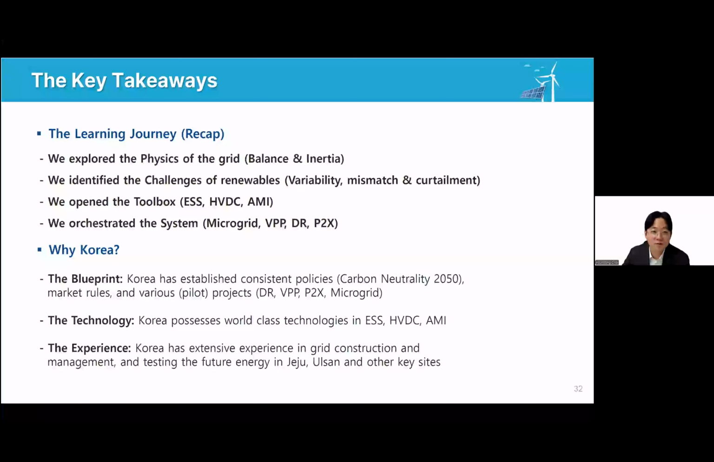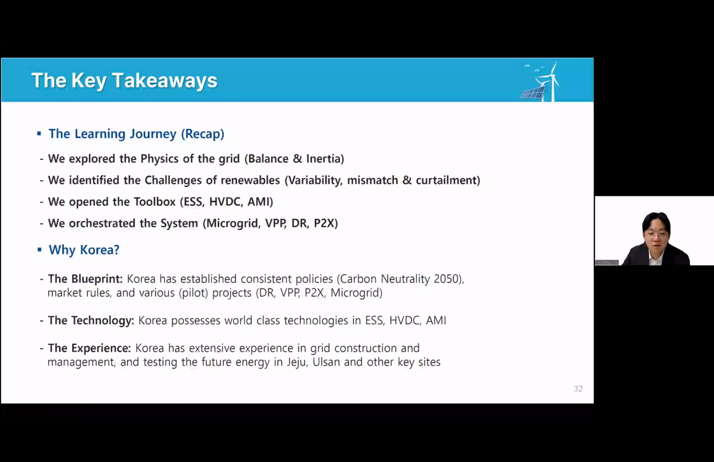So finally, to recap our learning journey, I would like to mention key takeaways of the lecture. We began by exploring the physics of the grid, where we learned that maintaining frequency through inertia is like keeping a giant scale in balance. We then identified the challenges posed by renewables, specifically the variability and the painful necessity of curtailment. To solve these, we opened our toolbox, looking at the power highways of HVDC and the digital shock absorbers of ESS and AMI. Finally, we discussed the orchestration of the entire system through integrated solutions like microgrids, VPPs, and P2X.